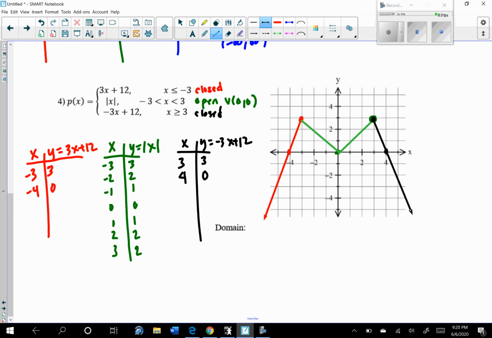And so that is our piecewise function. So we had 3 different parts to our function. 2 of them were lines, and the middle one was the absolute value equation. And the domain for this is all real numbers. So negative infinity to infinity.